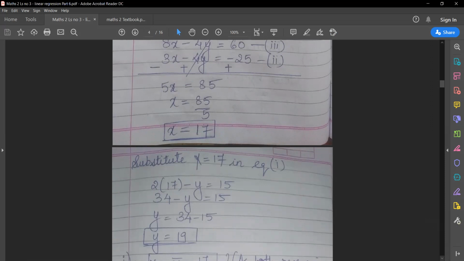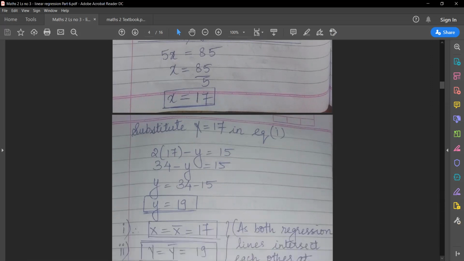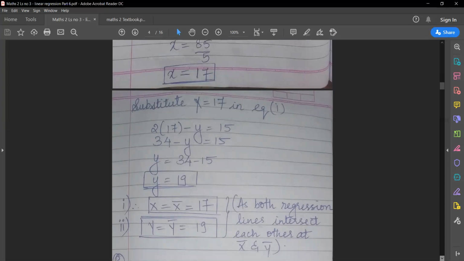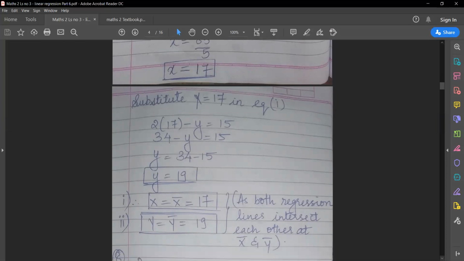So what did I tell you, class? x is nothing but x bar and y is nothing but y bar, and both of them are the same. And what was the reason which I explained to you? Both regression lines intersect each other at x bar and y bar. So you have to give this reasoning in order to write the answer. Otherwise, you will lose your marks. So I hope, class, you have followed the sum and are clear with the first sum.